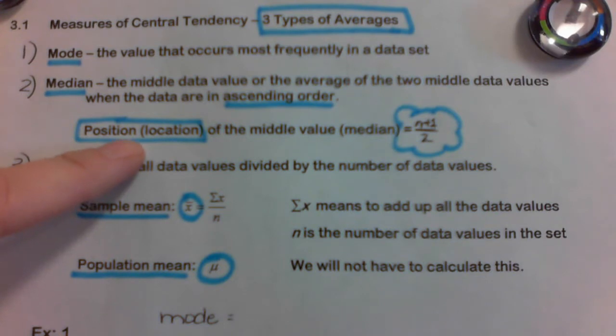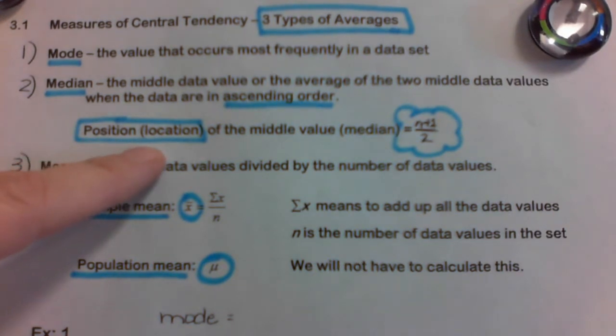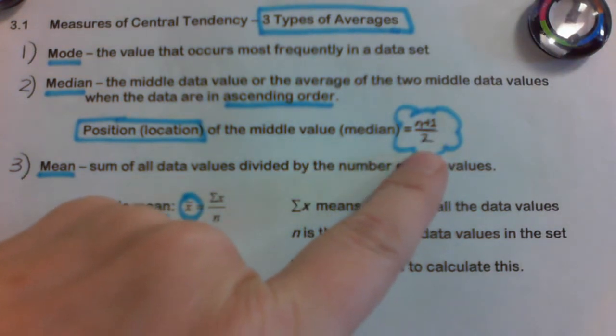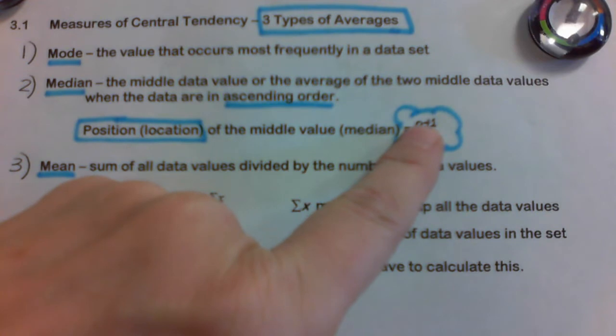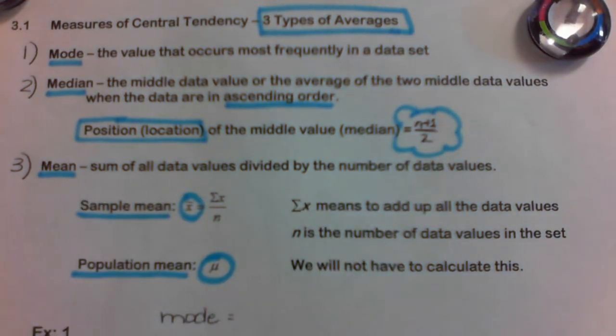So if you have, say, however many numbers, if the median is the third number, that would be considered the position or the location. Now, how you find that, I don't know if you can see this very well, but you use n, and n is the total number of data values, so (n + 1) divided by 2 tells you not what the value of the median is, but the location of the median.